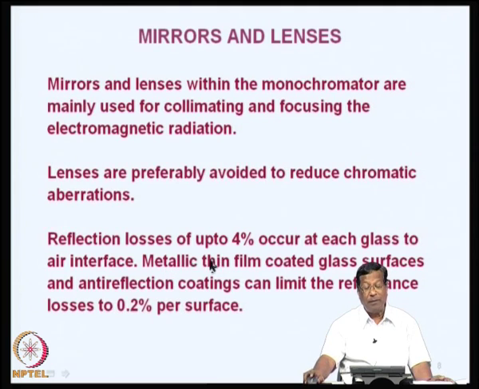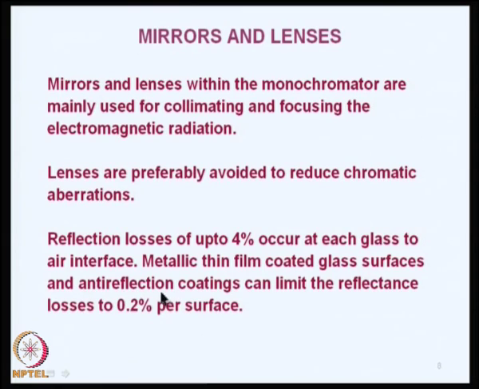So, metallic thin film coated glass surfaces and anti reflection coatings can be used on the lenses and mirrors, and they can reduce the reflectance losses to 0.2% per surface. That means for every mirror, every lens, every interface, the losses would keep on adding by 0.2%. For this reason, the instruments use a minimum number of lenses and mirrors.